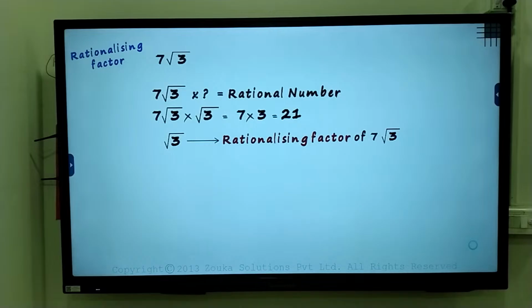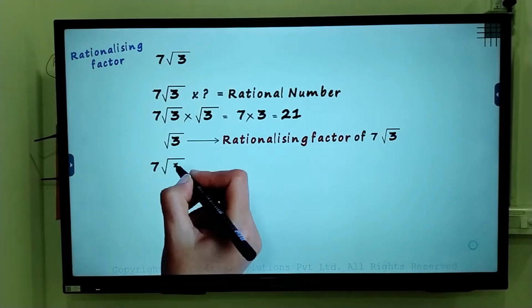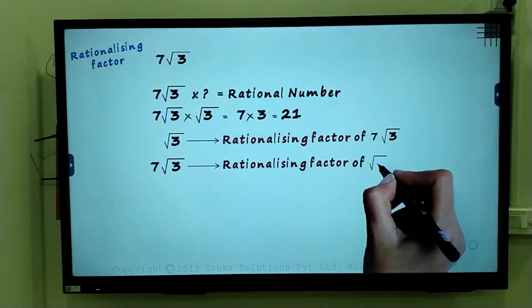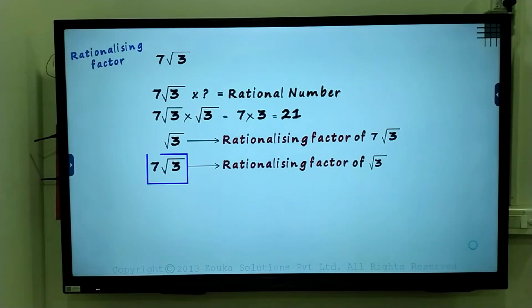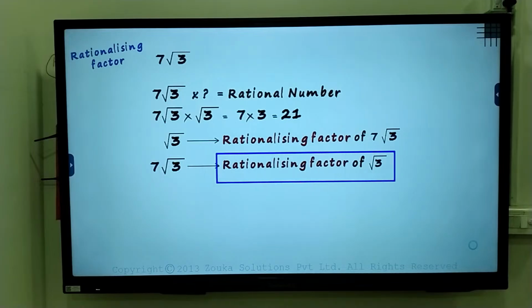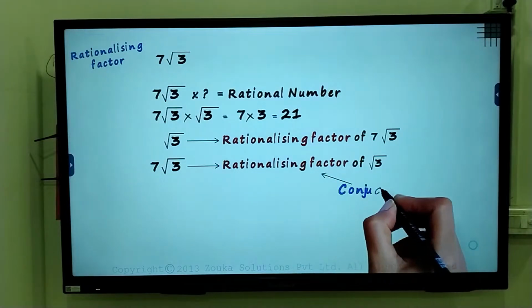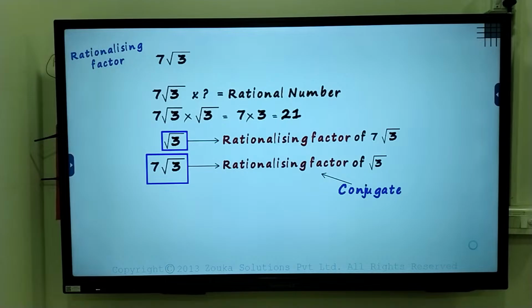Now here's something interesting. Think about it. Root 3 is an irrational number, and if we multiplied root 3 with 7 root 3, we would still get 21. Root 3 when multiplied with 7 root 3 gives us a rational number. So can we say that 7 root 3 is a rationalizing factor of root 3? Yes, of course we can. A rationalizing factor is sometimes also called a conjugate. So both these numbers are rationalizing factors or conjugates of each other.